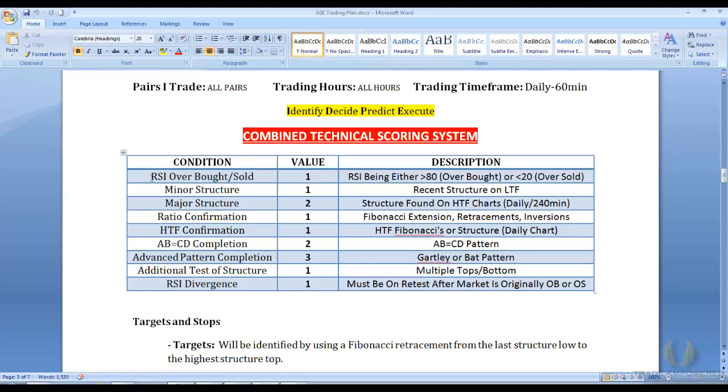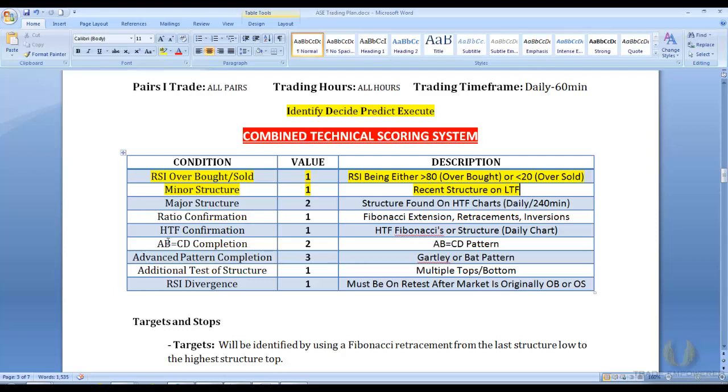In my personal trading, the RSI being overbought or oversold is very crucial and important to me. So this is an automatic one that I need. So let me make this a different color. This is automatic. I need that. I also need the market to be at structure. Now, it doesn't always have to be at major structure, but it has to be at some type of structure. So this is going to be another one that's mandatory for me. Again, major structure isn't mandatory. Obviously, I'd like to see it. It means more confirmation, but it's not mandatory.